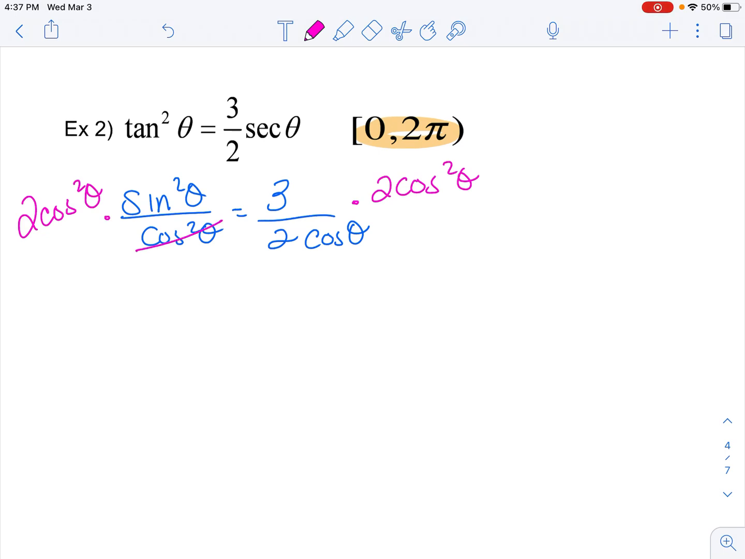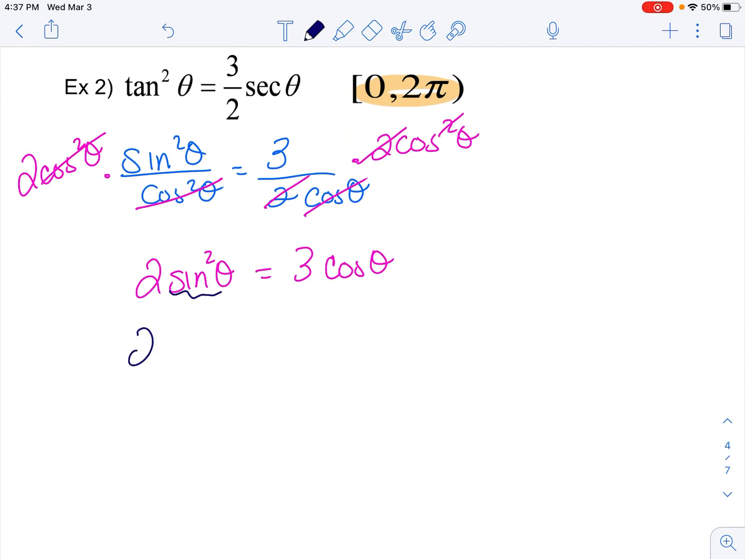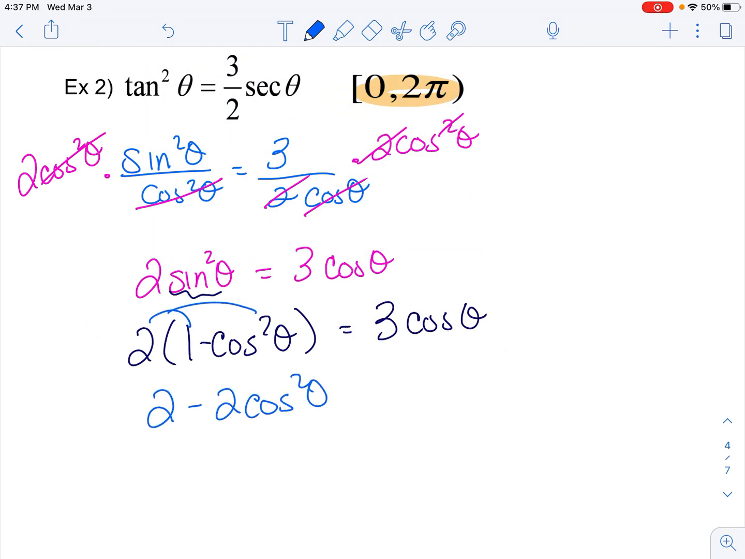So again, we can multiply both sides by the same number, and a 2 and a cosine squared will get rid of our denominators. So here the cosine squareds are gone, so I'm left with 2 sine squared theta. And on the other side, both the 2's go as well as one of the cosines. So I'm left with a 3 cosine theta. All right, so I have a sine squared and I have a cosine, so we know that we need to get rid of that sine squared, so we can do that substitution of 1 minus cosine squared. So 2 times 1 minus cosine squared equals 3 cosine. If we go ahead and distribute here, I can get a 2 minus 2 cosine squared equals 3 cosine theta.